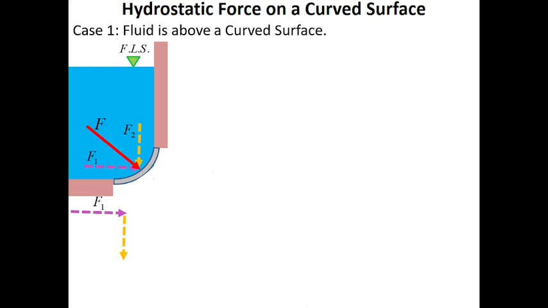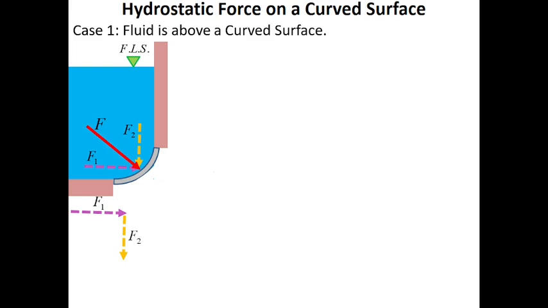And since this is the direction of the hydrostatic force, F1 will be directed to the right, F2 will be directed downward. So this is true for a curved surface of which fluid is above it.